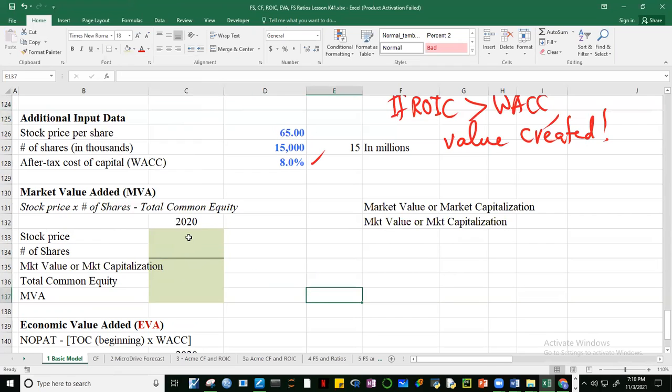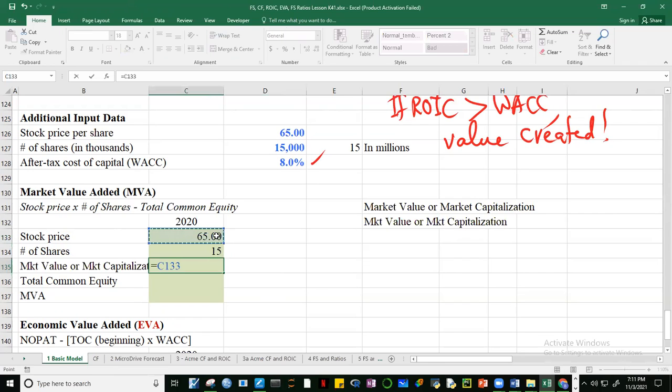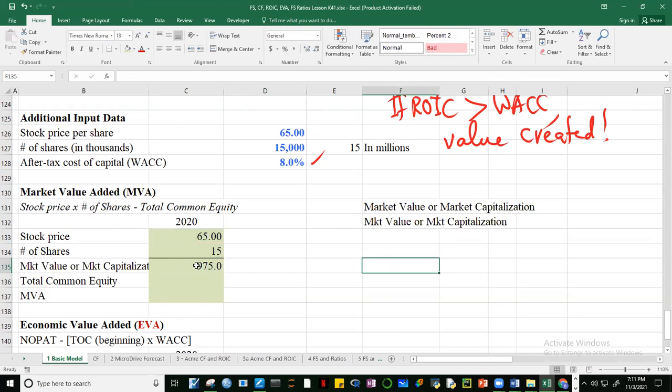Okay, so we know that currently the stock is selling at 65 pesos in the market. And how many million shares does the company have? It has 15 million shares. So we can now compute for the market capitalization in millions. How do we do that? We just multiply the stock price by the number of shares outstanding. So we get here 65 times 15, which is 975. Let's add one decimal place. All right, 975. So that's the market capitalization.